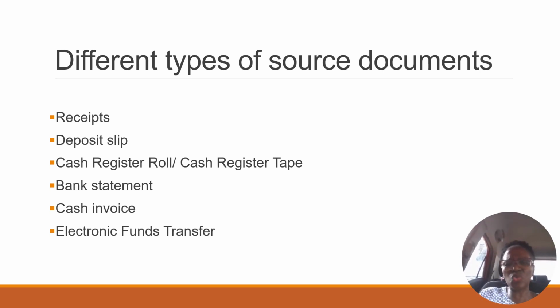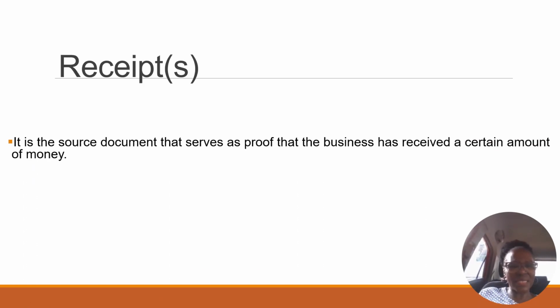Different types of source documents that we are going to deal with in grade 8: receipts, deposit slip, cash register roll, cash register tape, bank statement, cash invoice, electronic funds transfer. And then, what are receipts?